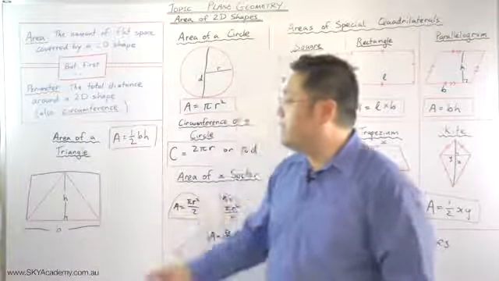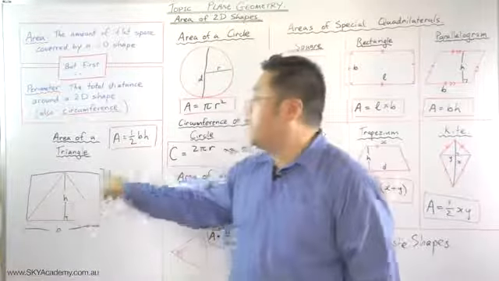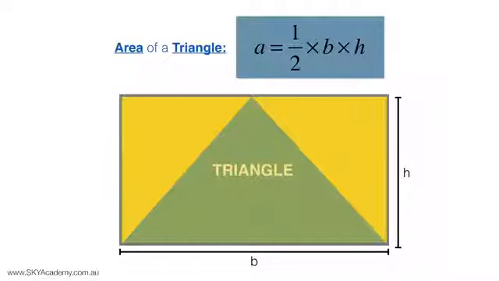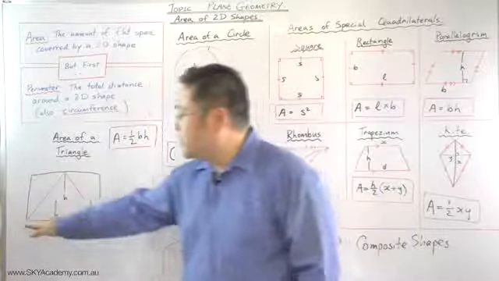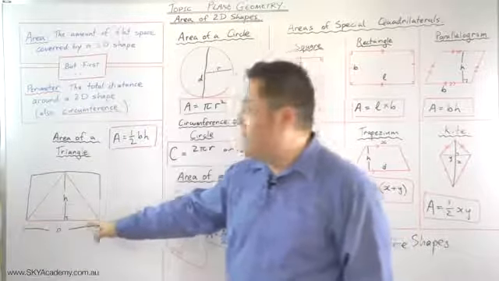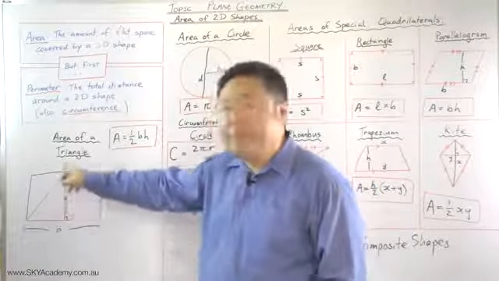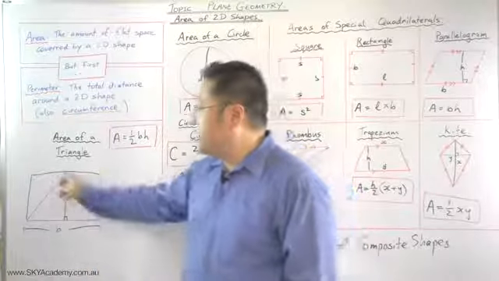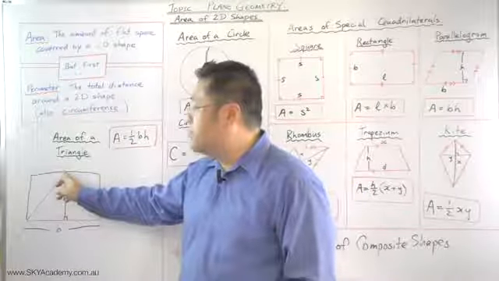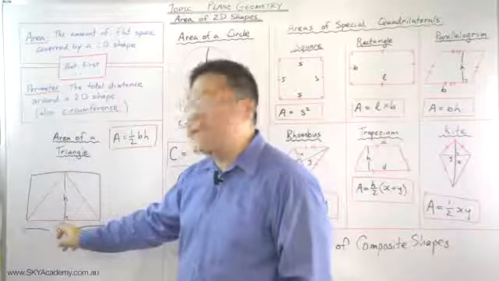This sets us up to find the area of a triangle. The area of a triangle is half the base times the perpendicular height. So you've got your base along the bottom, and you've got your perpendicular height, which is given by a line that goes from the apex, which is the top of the triangle, to the base.